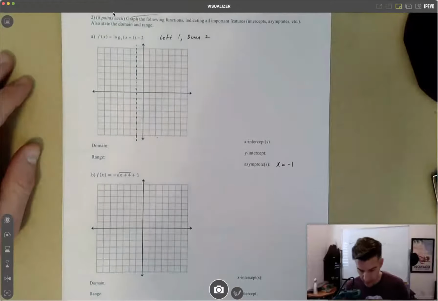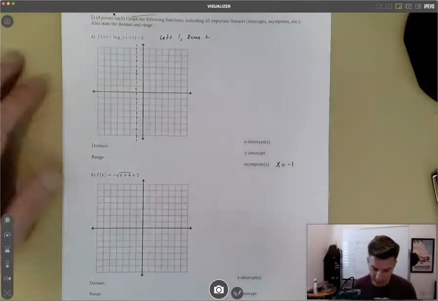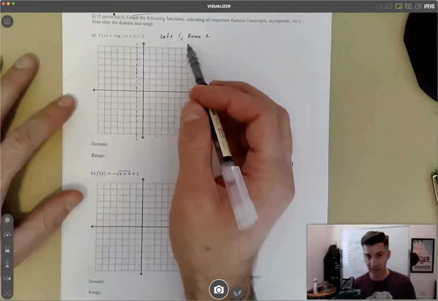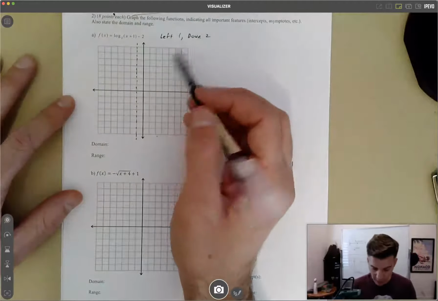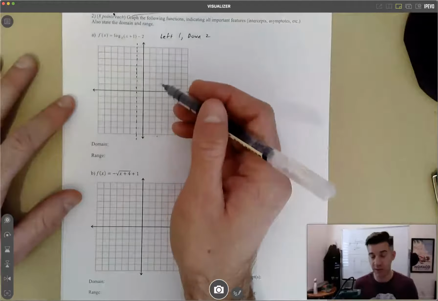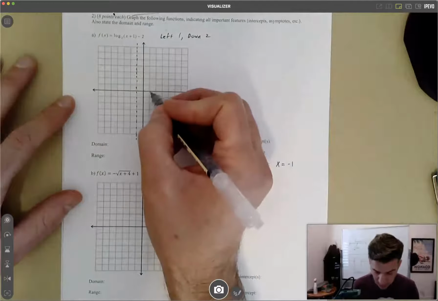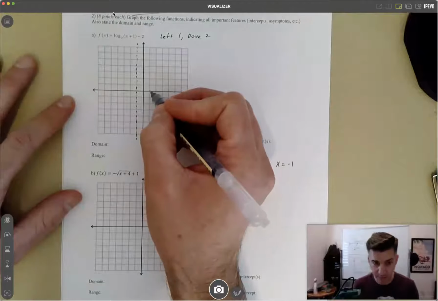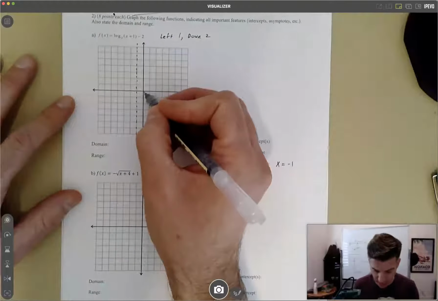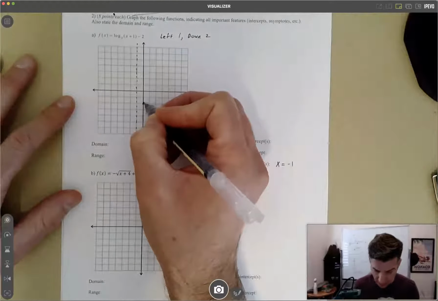Normally, I'm going to find the y-intercept because it happens to be given by this shift. Normally there would be an x-intercept at 1. If that shifts left 1 and down 2, we're going to have a y-intercept at -2.